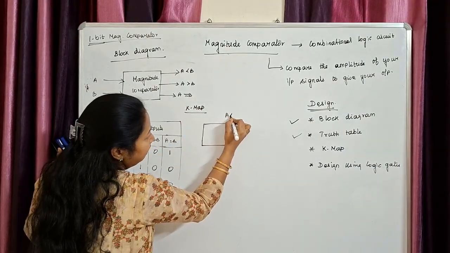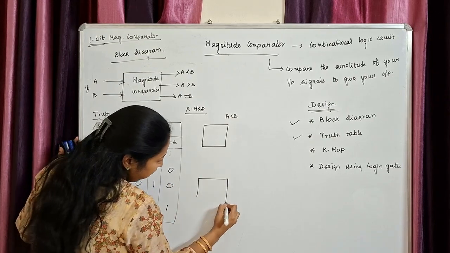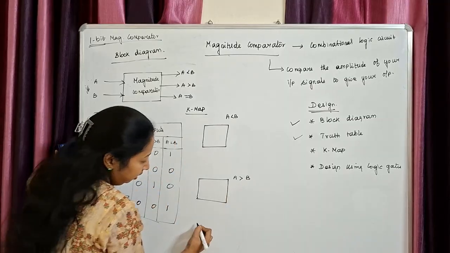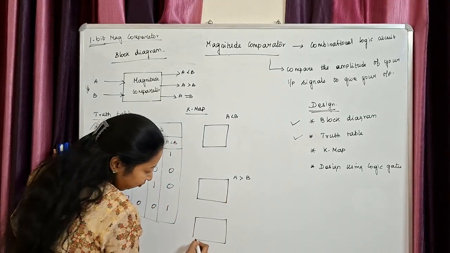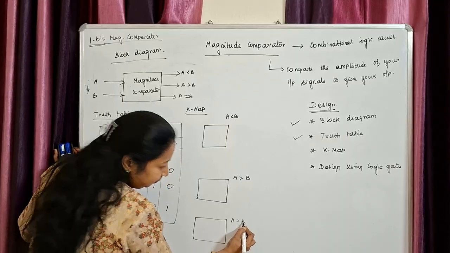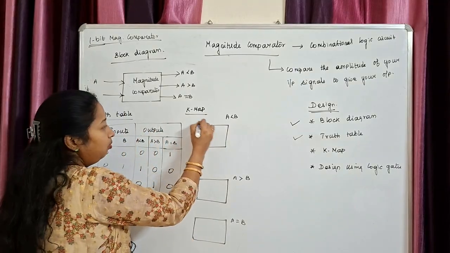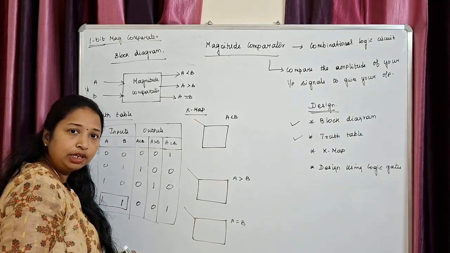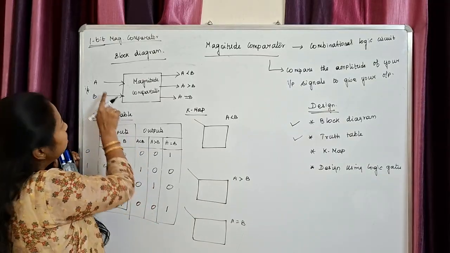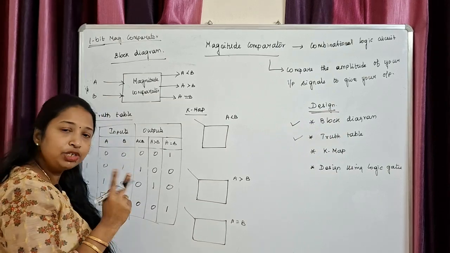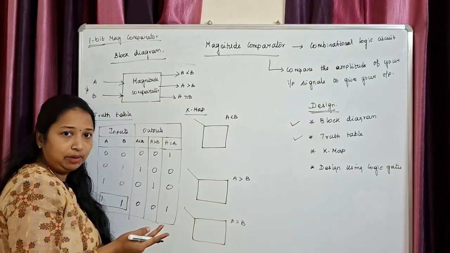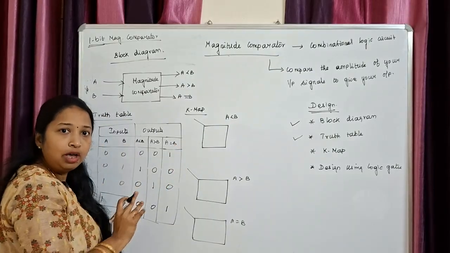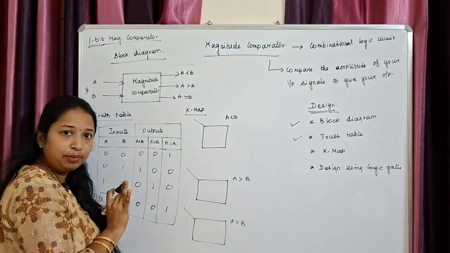This is for A less than B. Similarly, you need another K-map for A greater than B and you also need another K-map for A equal to B. Clear? Now, which variable K-map will you be using? That is dependent on your input. So, how many inputs you have got? You have got 2 inputs. So, which variable K-map you will be using? 2 variable K-map. Based on your number of inputs, you will be deciding which variable K-map you want.